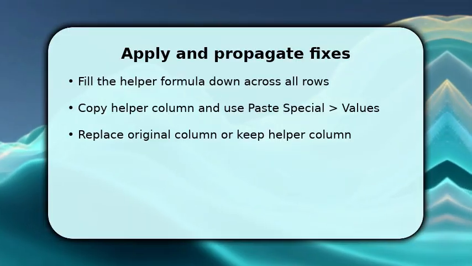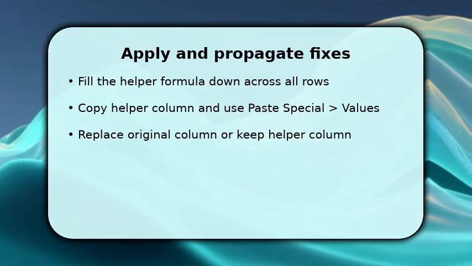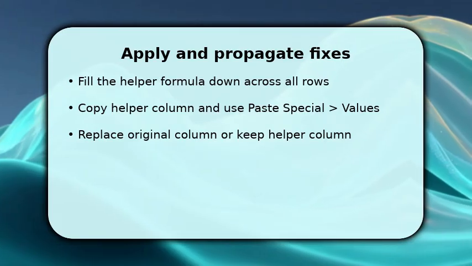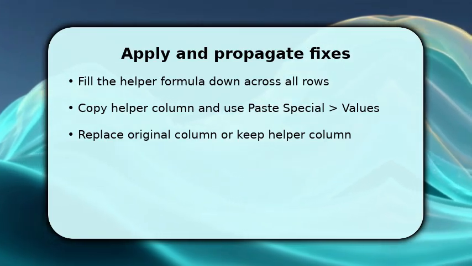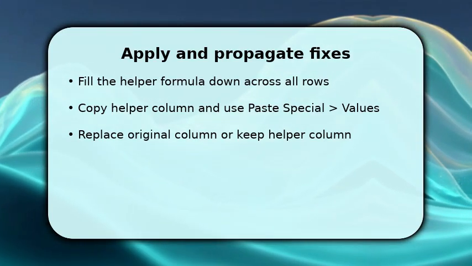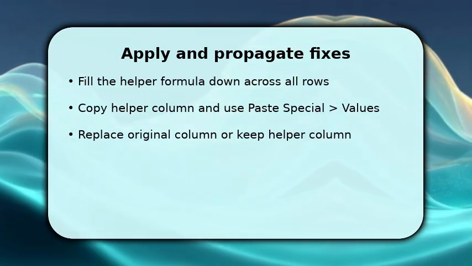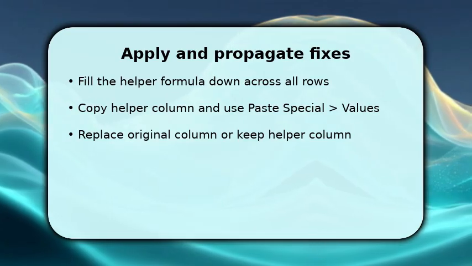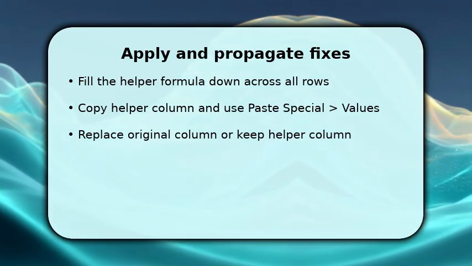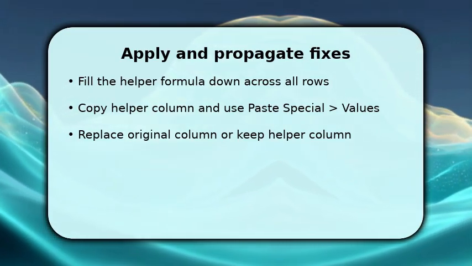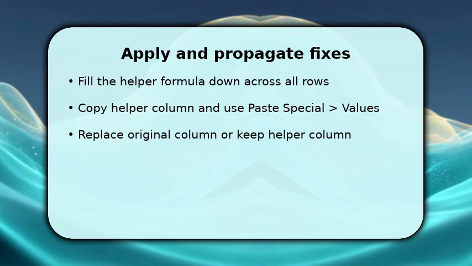Next, copy the entire helper column, right-click the original column header, then choose Paste Special Values to overwrite with static positives. This removes formulas and preserves results. Make sure to check a few random rows to verify no unintended text or errors were introduced, and then delete the helper column if you prefer a single column layout.